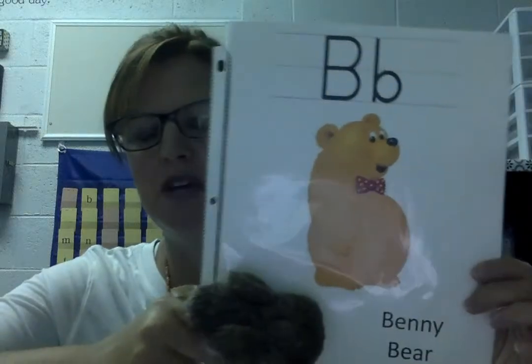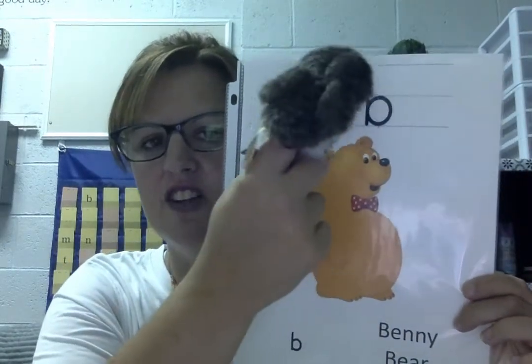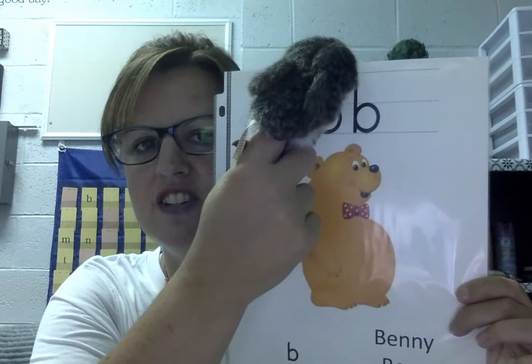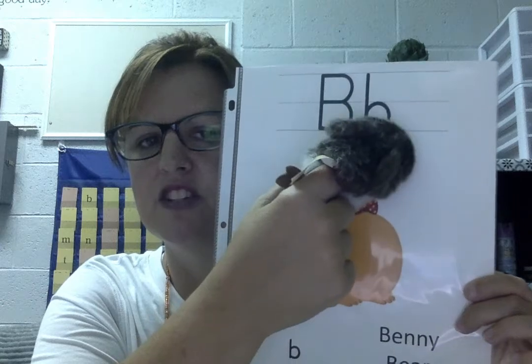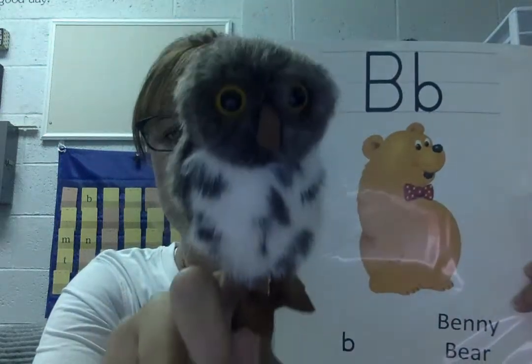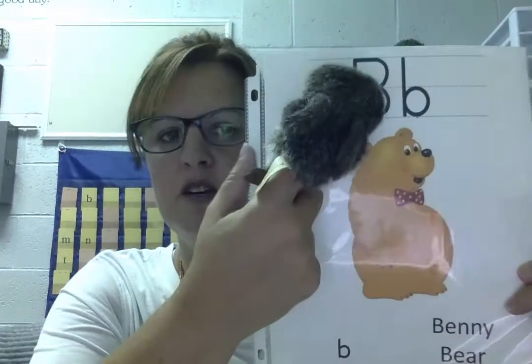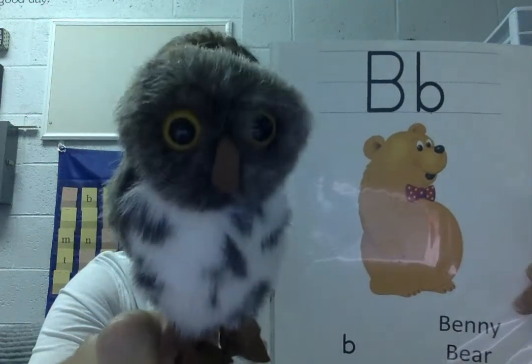So I have baby Echo ready to help me out. And here we go. Our first friend, Benny Bear. Remember, all uppercase letters are skyline letters. Our lowercase b is a skyline letter. Start at the skyline, down to the grass line, trace up, and circle around. So we have B, bear, b, B, bear, b.